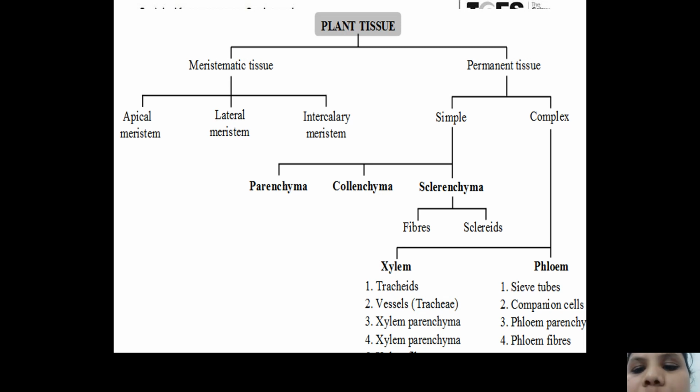Now, the xylem and phloem, which are represented here, are the main focus of the topic, since secondary growth means the formation of secondary xylem and secondary phloem. So we need to know what the xylem and the phloem are.